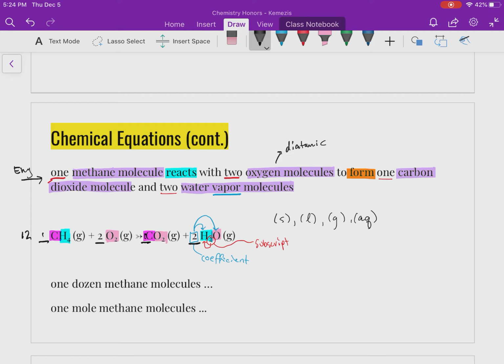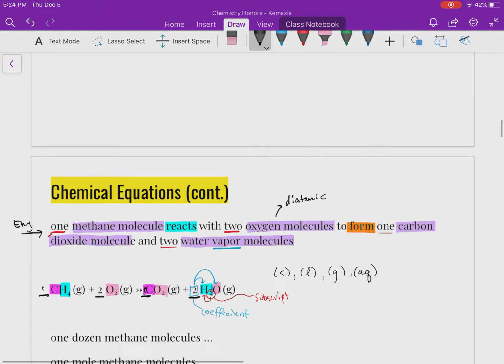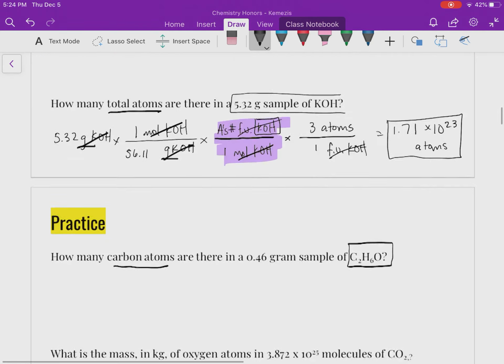If I have 12 methane molecules, but I do not have the correct number of oxygen, then I can't make this reaction go. It's like trying to make pancakes with no eggs, right? You can't, you're limited by a certain amount. And we'll talk about reaction stoichiometry when we get back from break. But basically, all I'm saying is these coefficients are ratios, just like we had in the previous video.